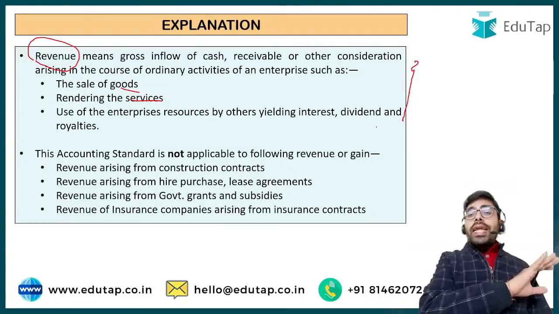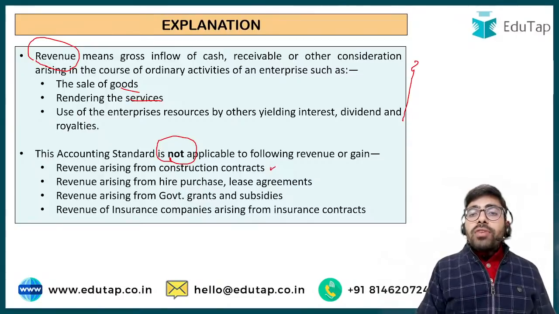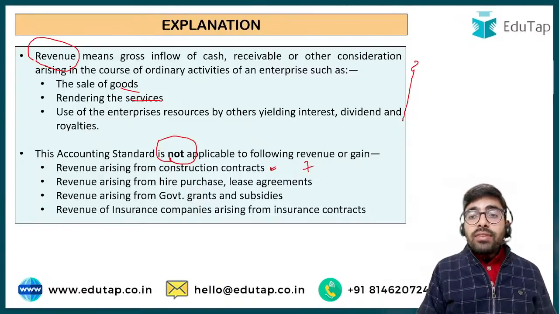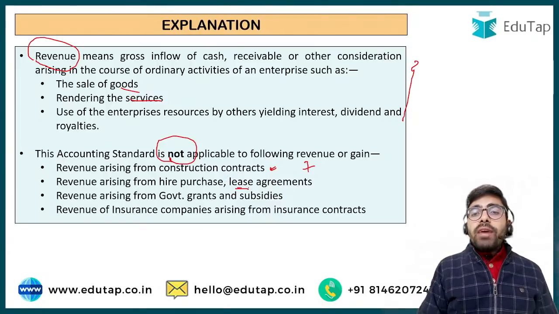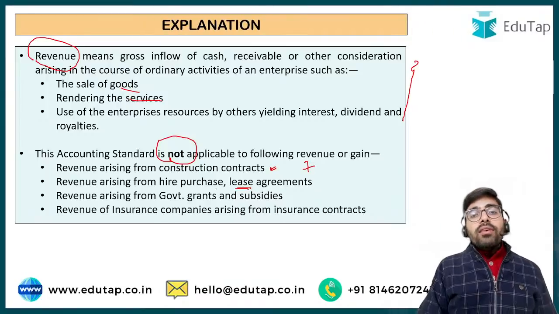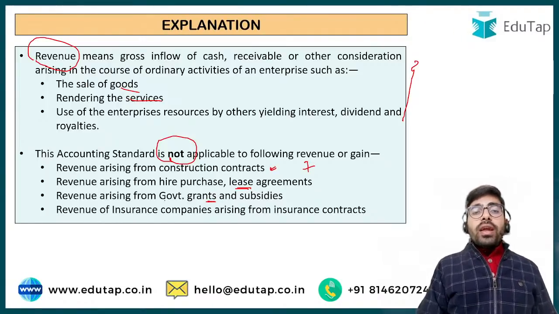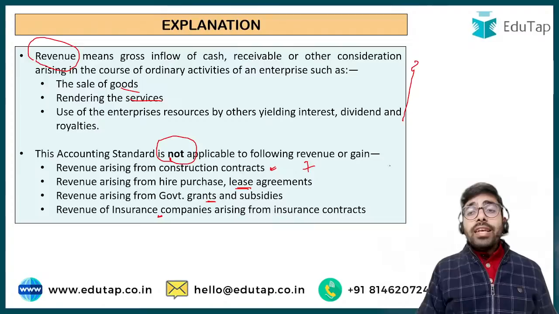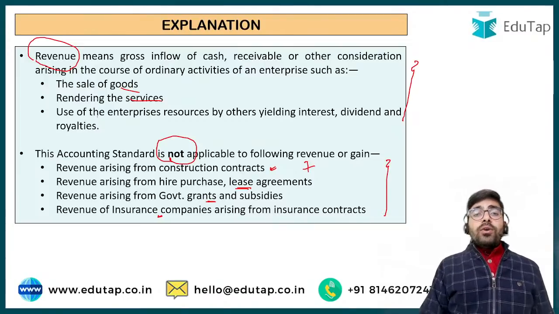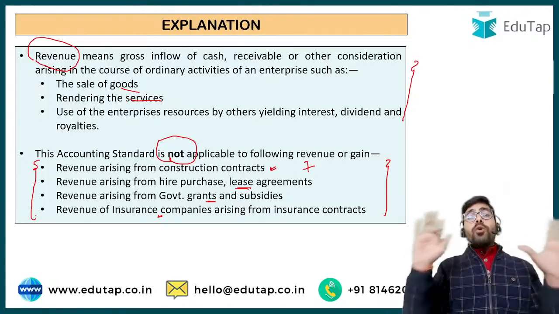Okay, it is not applicable to the following transactions: construction contract, because we have a separate accounting standard. Accounting standard 7 is related to it. Revenue from hire purchase and leases, we have a separate accounting standard for leases as well. We have a separate accounting standard for government grants as well. And also the insurance companies' revenue is not part of this accounting standard. It is done as per the rules issued by IRDA. So all these are outside the scope of accounting standard 9.